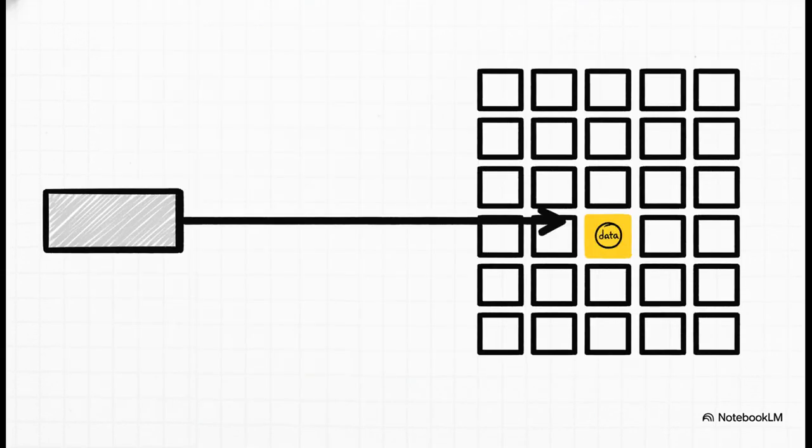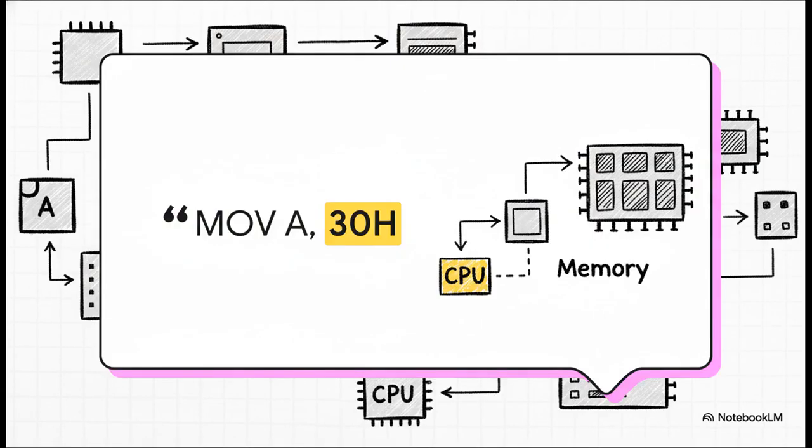Next up, we've got direct addressing. This is less like handing someone an object and more like giving them a specific street address. You're not providing the data itself, but you're telling them the exact memory location where they can go and find it. So, a command might look something like this.